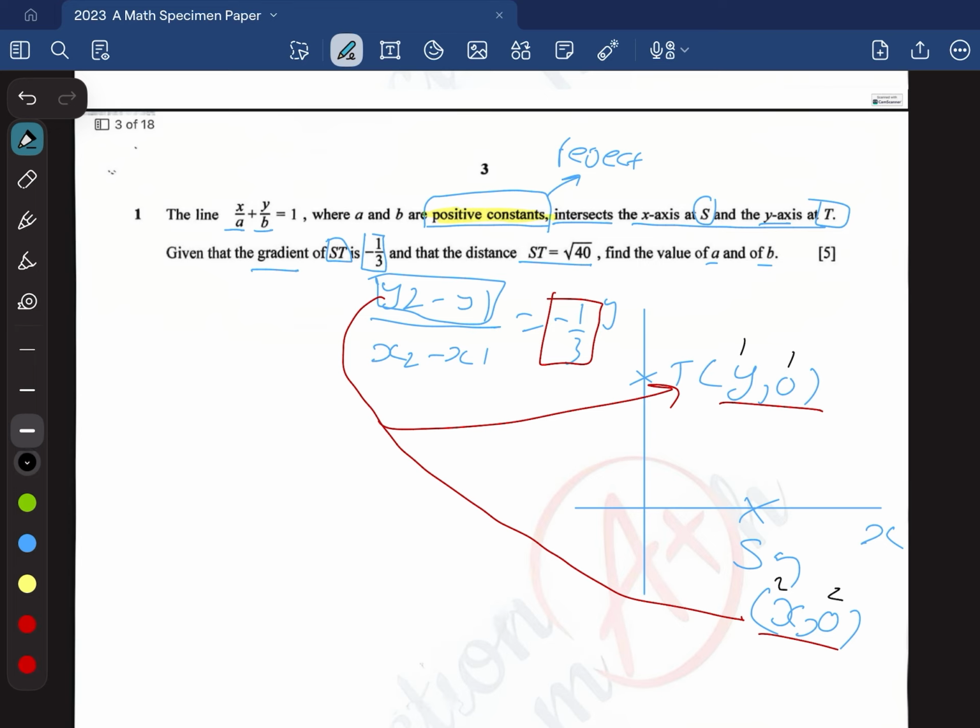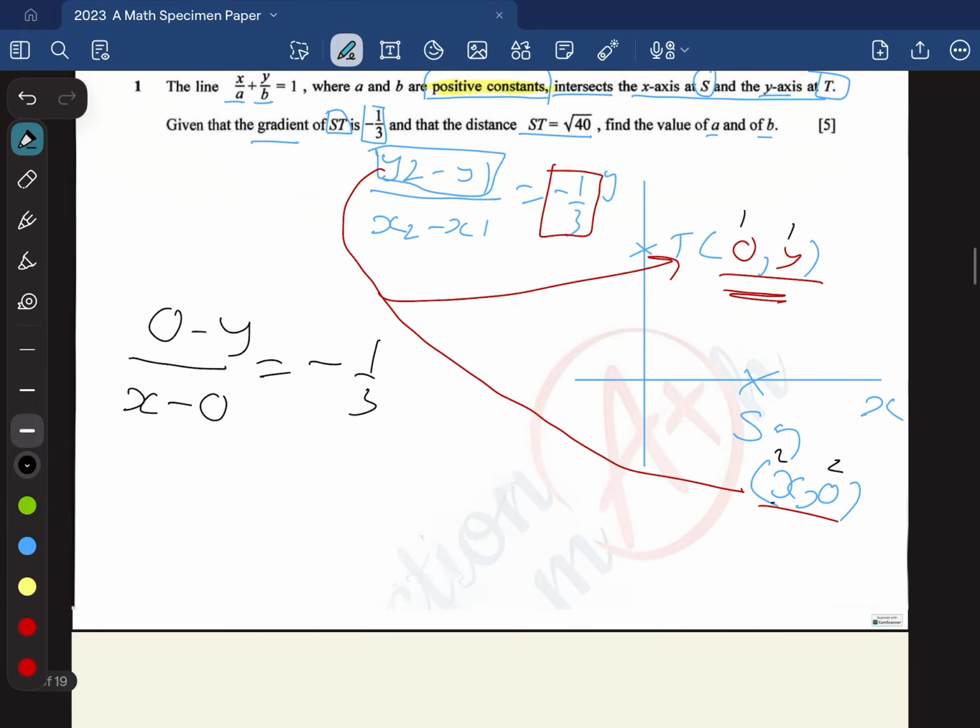Oh guys, give me a minute. I realized I made a mistake. Can someone tell me what's the mistake I made? I switched this position. So how should it be? It should be 0, y. Okay, now it's better. So y2 minus y1 over x2 minus x1, which is negative 1/3.